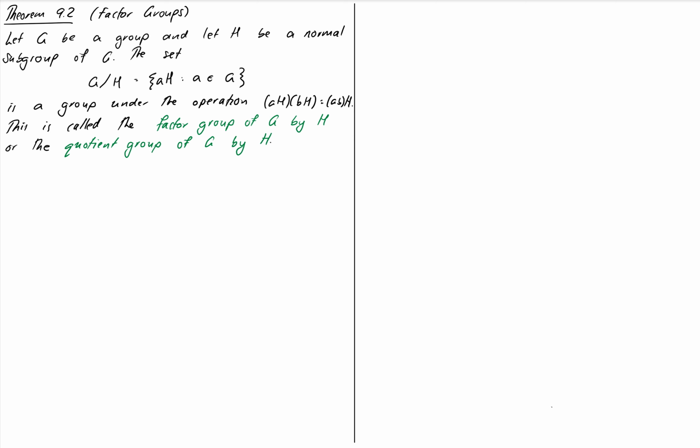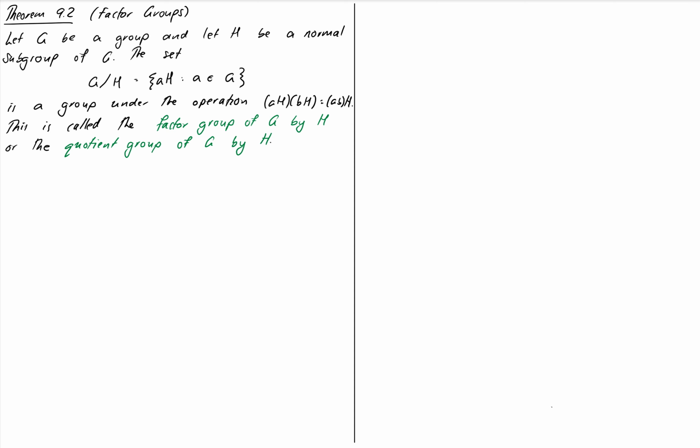So the theorem says that this set is actually a group, and the name of this group is the factor group of G by H, or sometimes called the quotient group of G by H. So if you ever see people dividing groups like this, that's what we're talking about. We're talking about the quotient group or the factor group of G by a normal subgroup H.